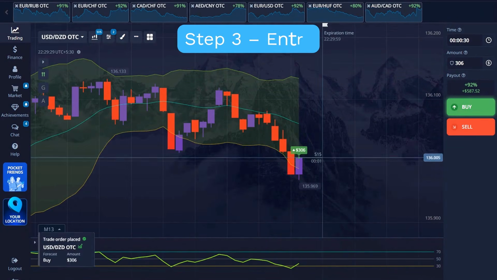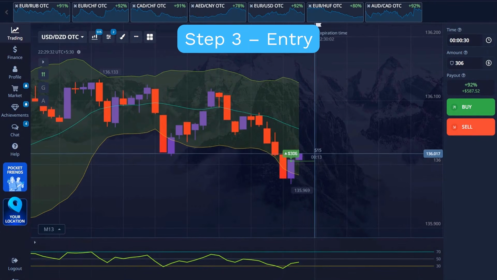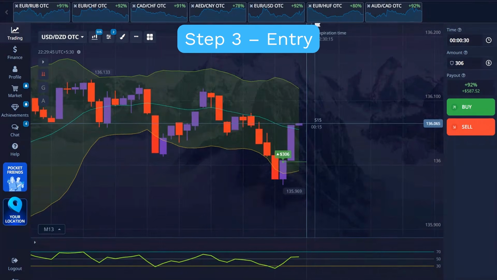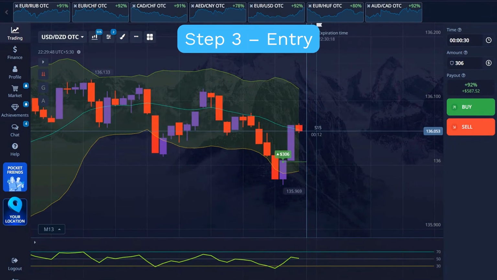Step 3. Entry. Once you spot the trap and get confirmation from RSI, place your trade on the very next candle. Your expiry will depend on the candle time frame you are using. Match expiry with two candles of your chosen time frame.